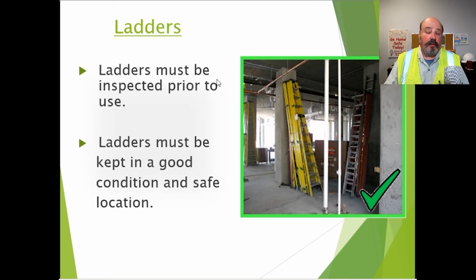Now we're talking about ladders. Ladders must be inspected prior to use. To inspect a ladder, the labels must be legible so that you can determine the capacity of those ladders. So if you do an inspection and that label is missing or illegible, it cannot pass inspection, and therefore it cannot be used. Make sure you protect those labels on your ladders.